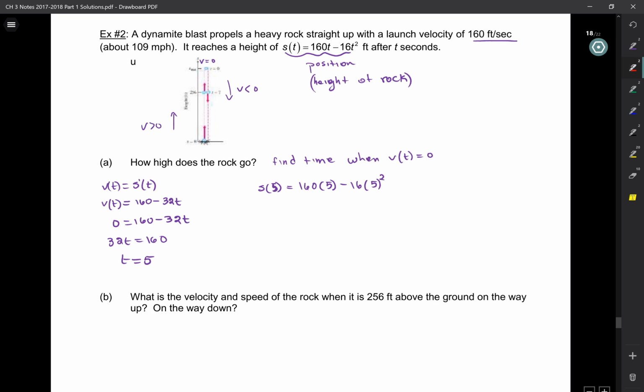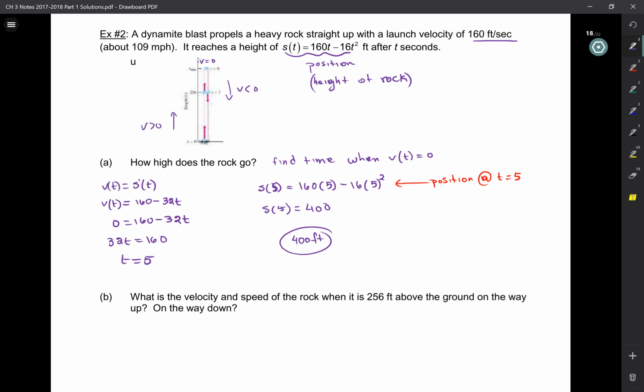So this is the position at t equals 5, in feet, because in the problem it says that it's feet per second. So s of 5 is equal to 400, so it's 400 feet. So it went up 400 feet.